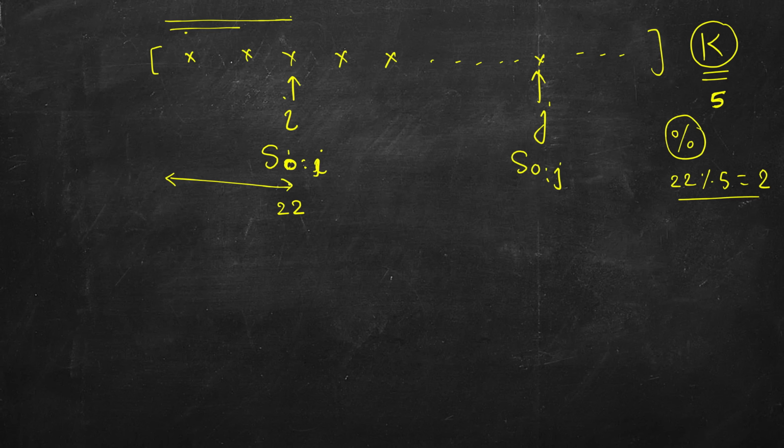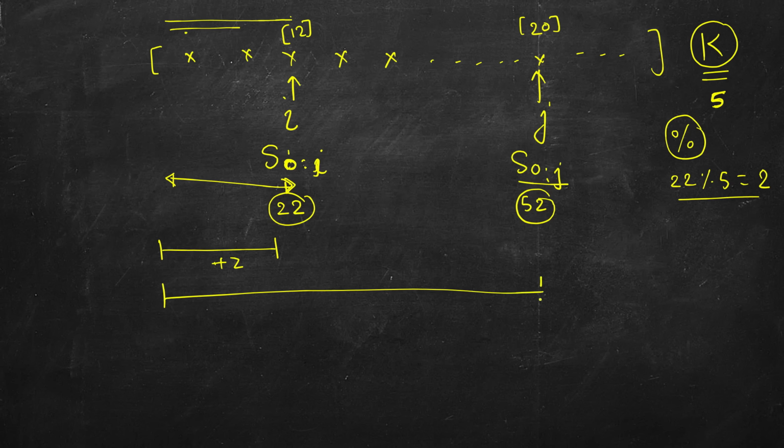So from the beginning till here, the sum is 22. What's preventing it from being divisible by 5? It's this extra 2. So let's say this index was index 12. So from 0 to 12, the sum is 22. And let's say this index is 20, and S0 to j is 52. Again, from 0 to 20, it's not divisible by 5 because we have 2 extra. So from the beginning till here, we have just 2 extra, and from the beginning till here also, we have just 2 extra.